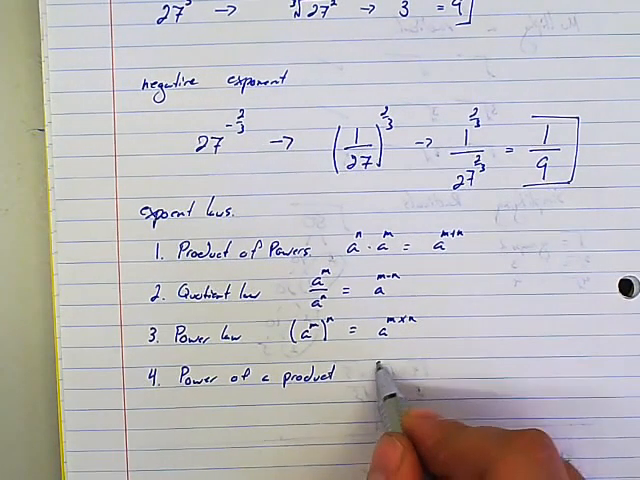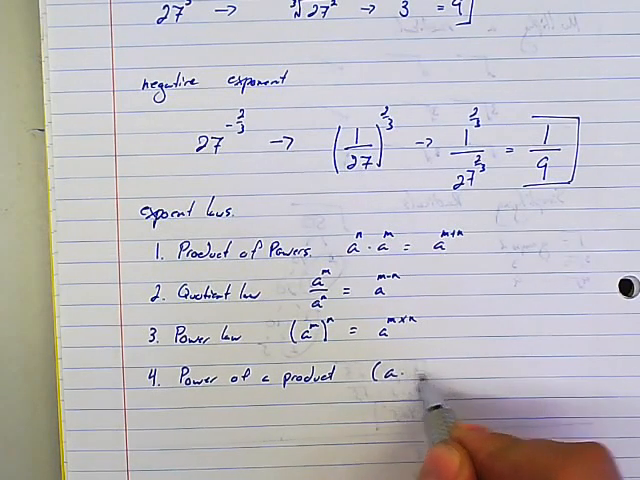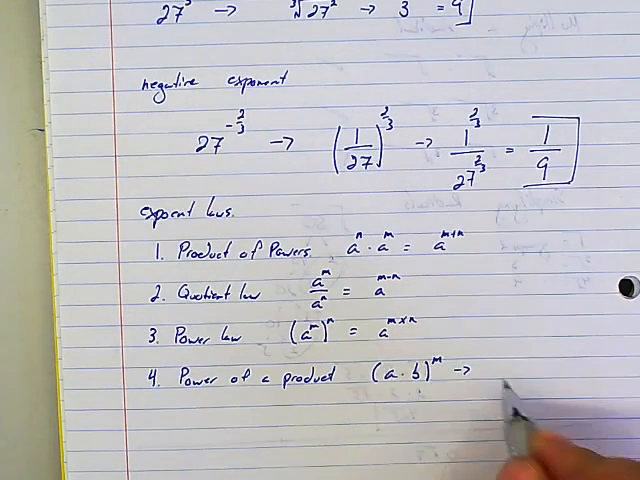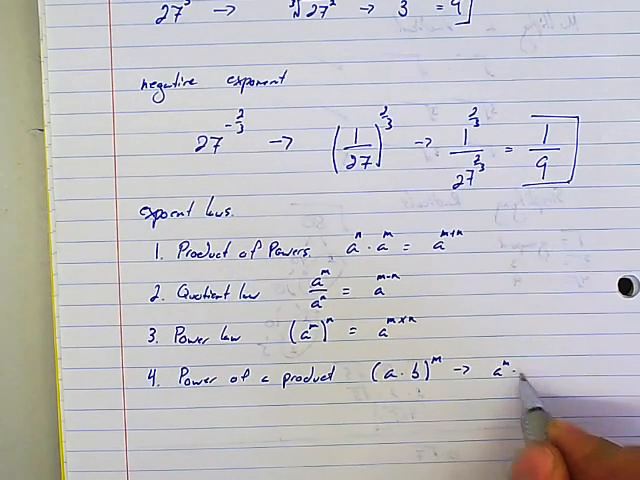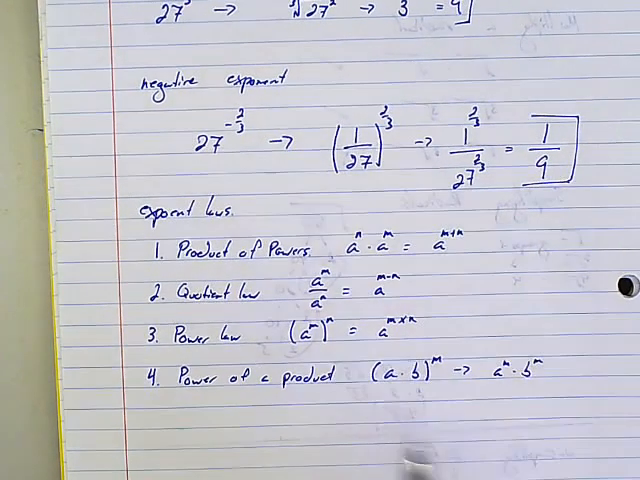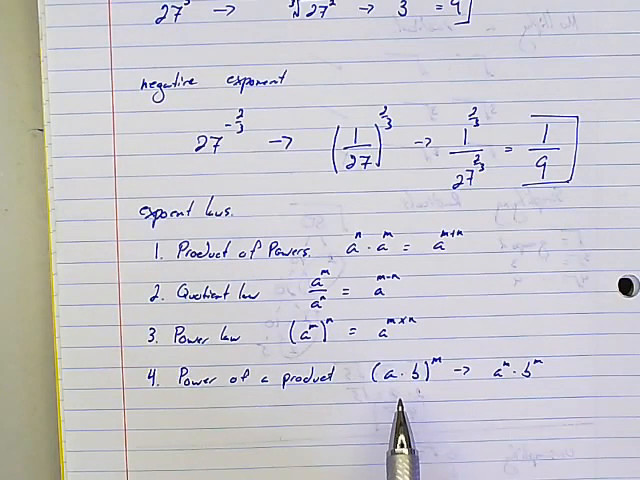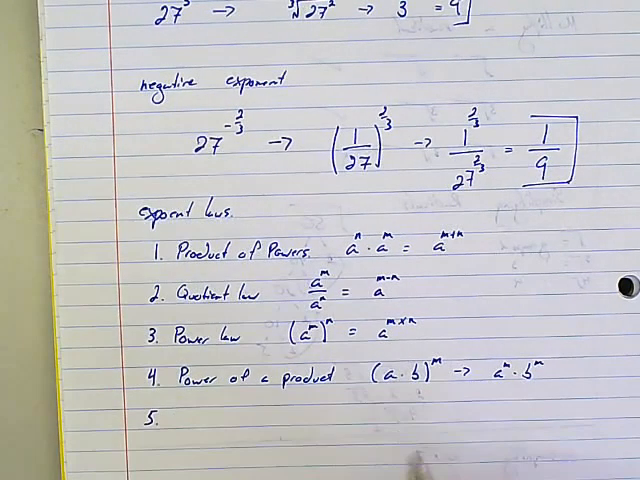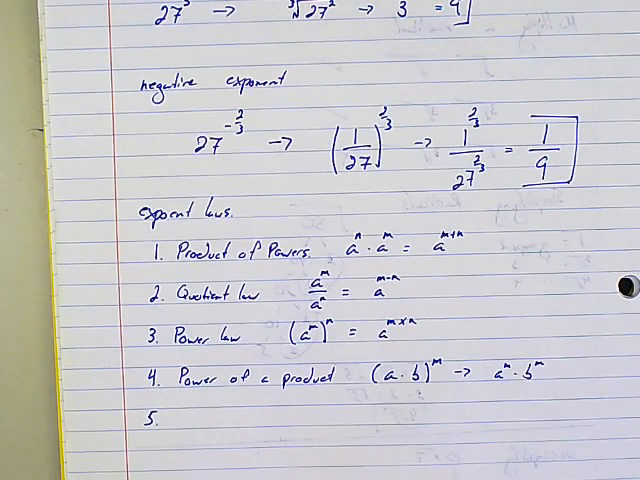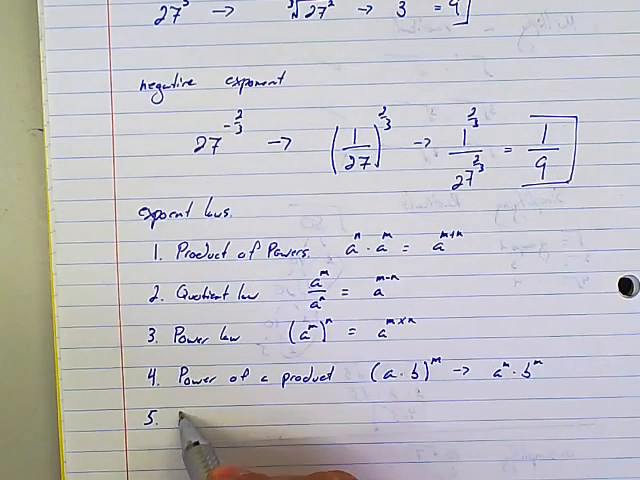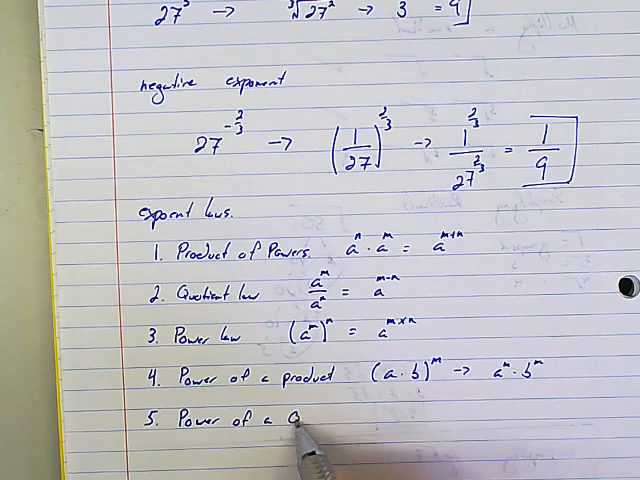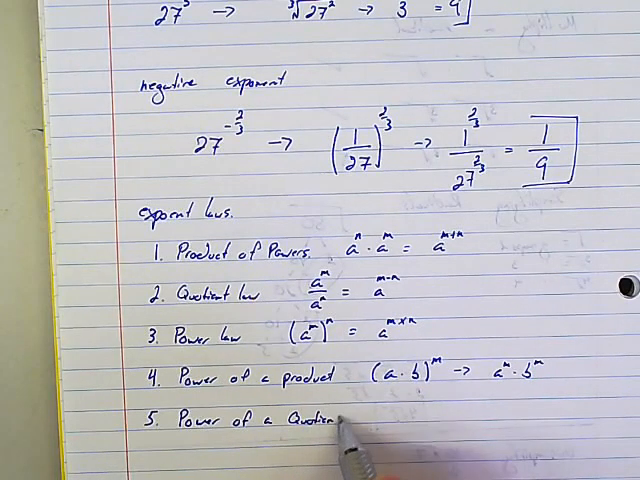Our fourth law, product of a power. No, we already have that. It would be power of a product. Power of a product is when you have two numbers, a times b to the power of m. This turns into a to the power of m times b to the power of m. Please note they must be multiplying. This does not work if they're adding or subtracting.